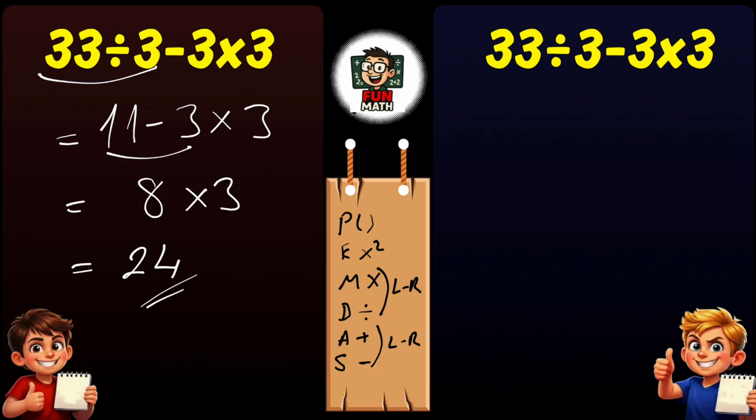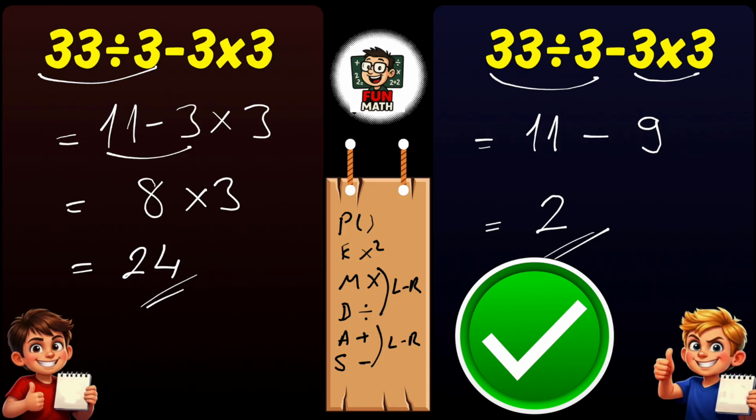Let's apply this rule to our question. First, we do division and multiplication. 33 divided by 3 equals 11. 3 times 3 equals 9. Now let's do subtraction. 11 minus 9 equals 2.